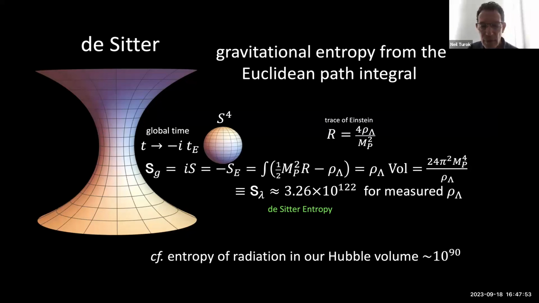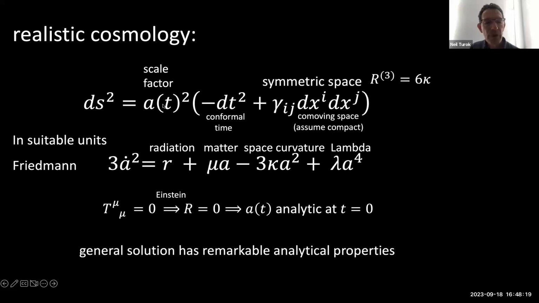So this is a very large entropy, much larger than the entropy of radiation we see in our Hubble volume. But it should be emphasized, this is not a realistic universe. The actual universe seems to have come out of a Big Bang. It's not pure de Sitter space. So Latham and I decided to generalize the calculation for a realistic universe.